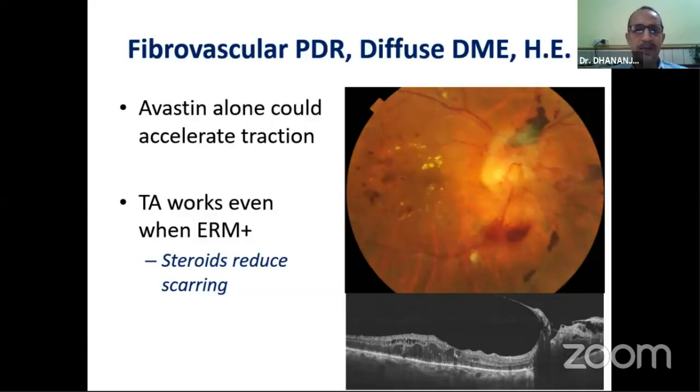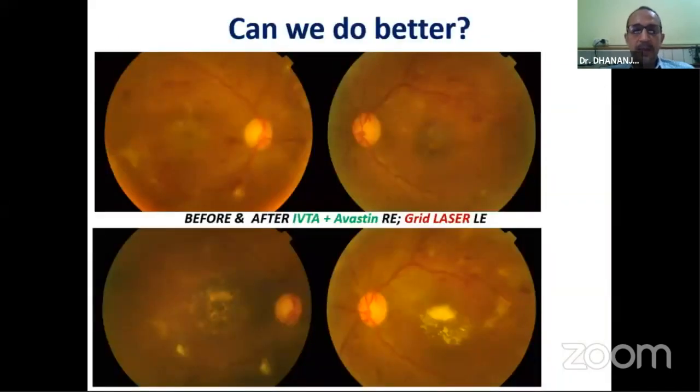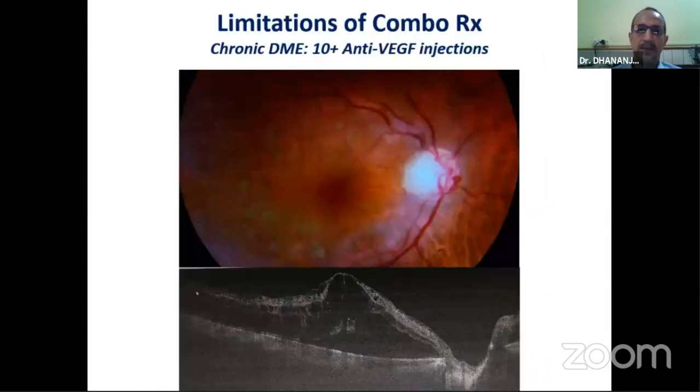So this is one of the pictures we have. I tried this treatment, and Triamcinolone works even when an epiretinal membrane is present. This is very important to know because it reduces scarring. As again Mahesh has said, I'm just repeating that in presence of lipids, Triamcinolone works better, and in combination with Avastin, it dries up the macula and treats the disease.